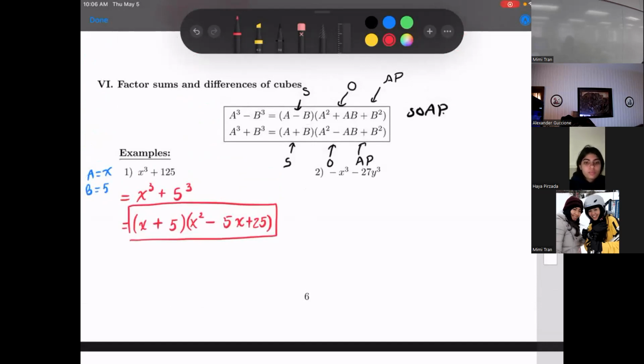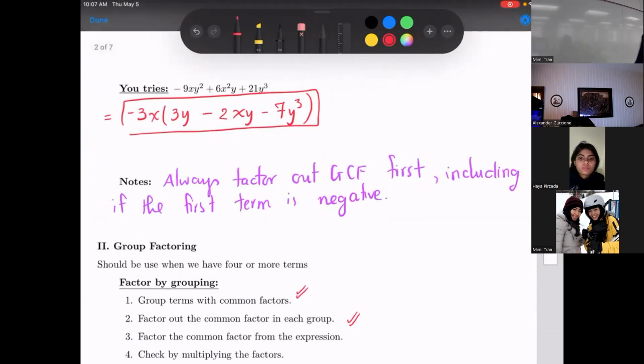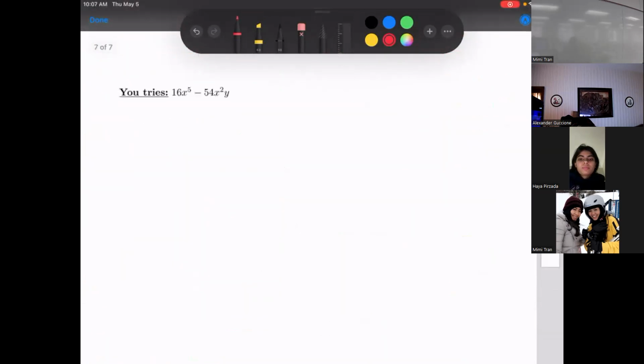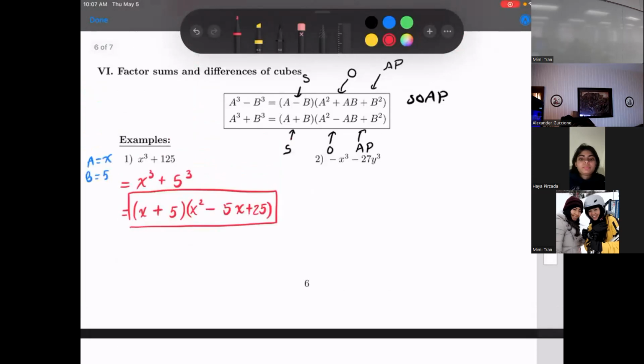So far, so good. I'll do one more together. Remember what I said about the GCF: when you factor something, you need to factor out the -1 if you have it in the first term. So this one I have a -1 here, so I need to factor it out. It's going to be negative, and then I have x cubed plus 27.